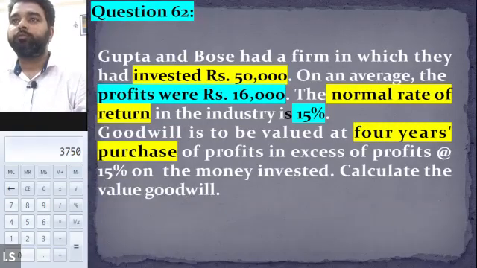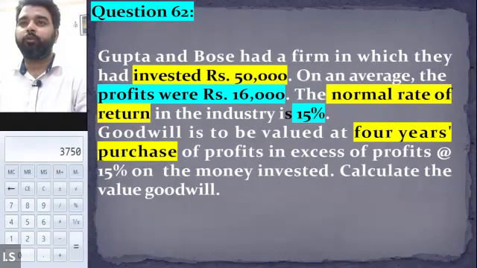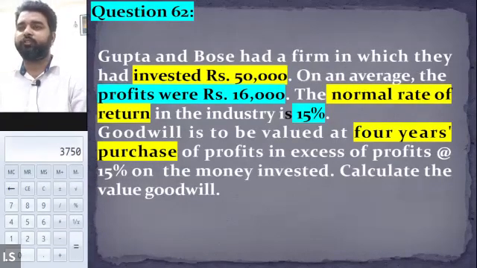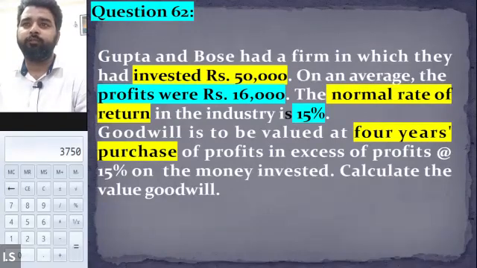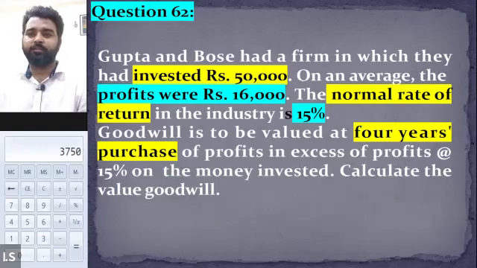Question number 62. This one is also an easy question, and I want all of you to try this question on your own. The question says there are two partners, Gupta and Bose, and collectively they have invested 50,000. That means this is the capital employed of Gupta and Bose. On an average, the profit was 16,000. This is the average profit of the business, 16,000 per year. The normal rate of return in the industry is 15%. So this is your ROR or ROI, return on investment, or rate of return.